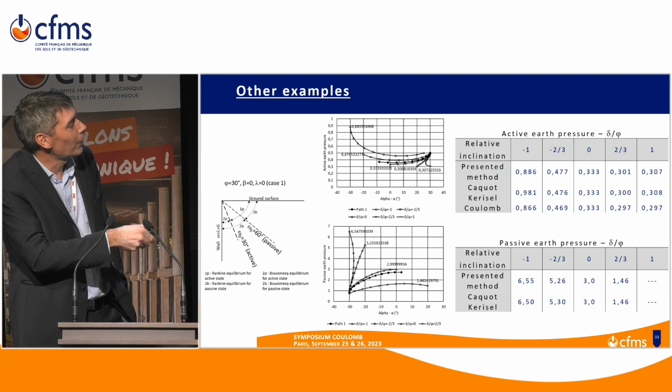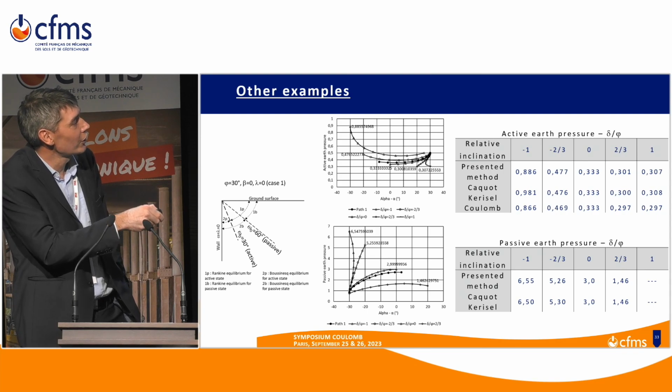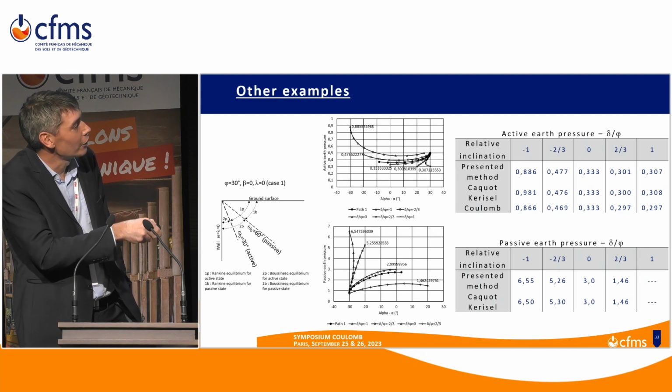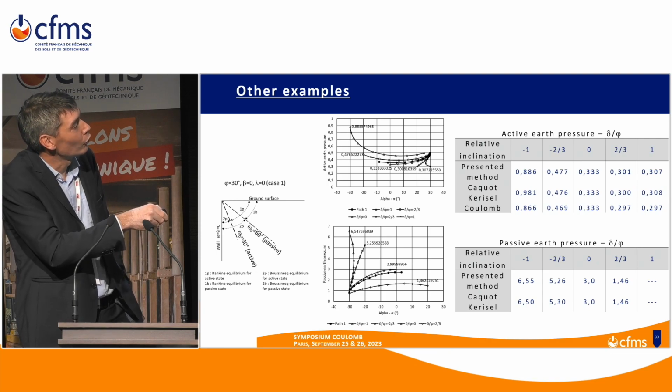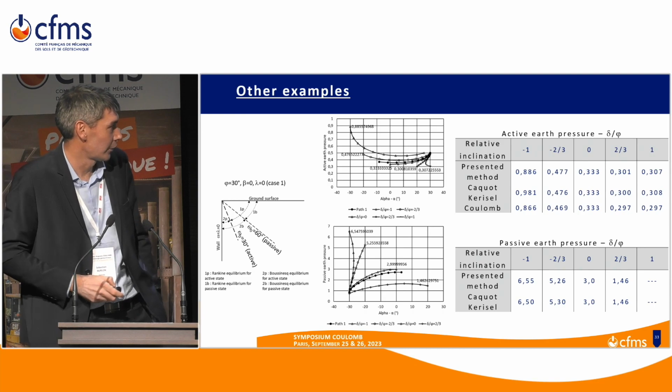Regarding the case of the passive earth pressure, the situation is more or less the same. We start from -phi, and it's possible for each stress inclination to calculate the passive earth pressure. So for example, for a stress inclination equal to 0, we have the well-known value equal to 3, and the values are very close to the Caquot-Kerisel ones.